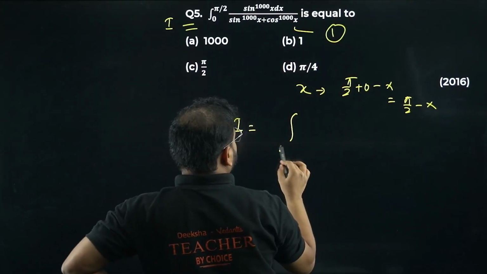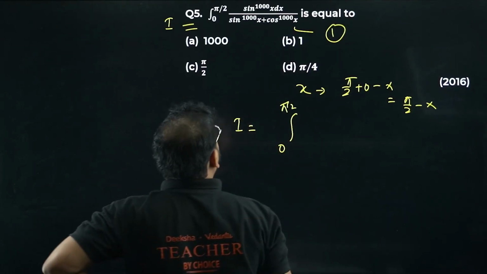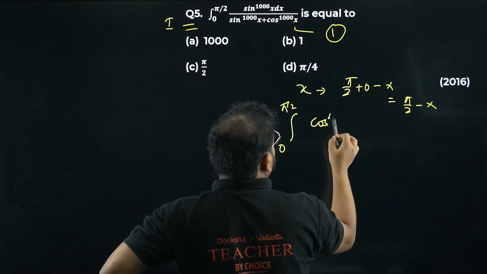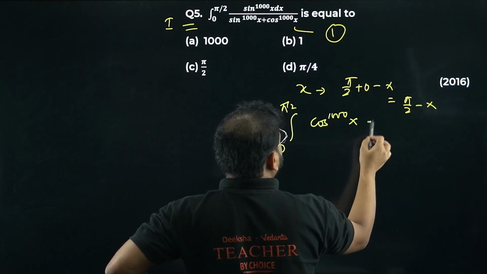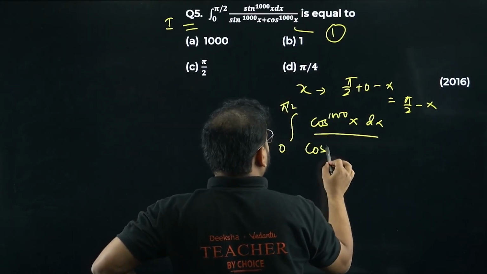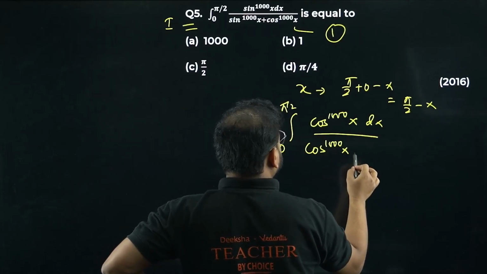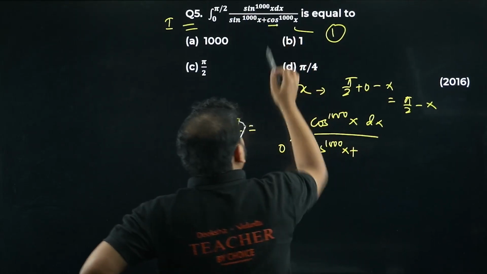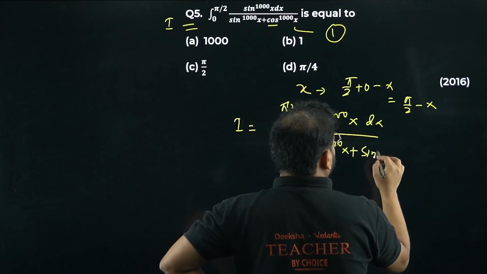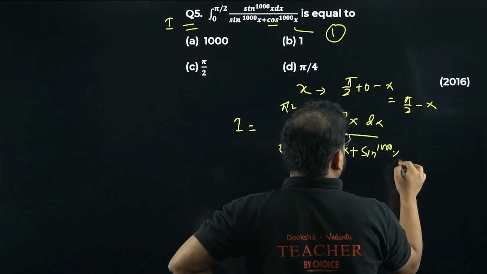So I'll have the same integral 0 to pi by 2, remember? And sine at pi by 2 minus x will become cos, so cos power 1000 x dx. And this sine will become, again one more time, cos power 1000 x, plus cos will become sine, since cos of 90 minus theta is sine theta. So sine power 1000 x, okay?